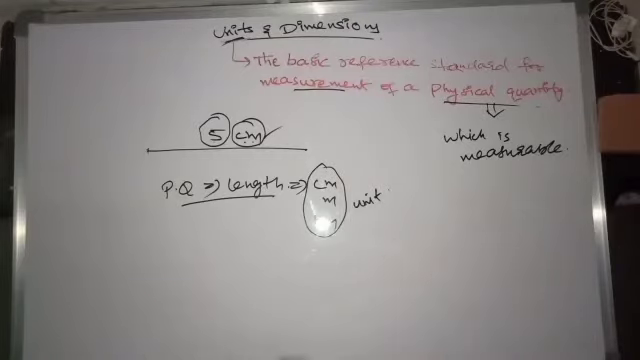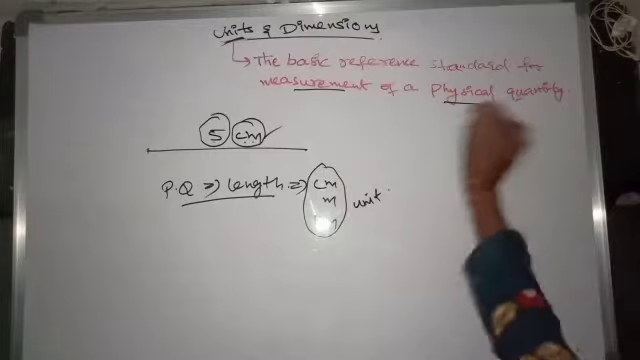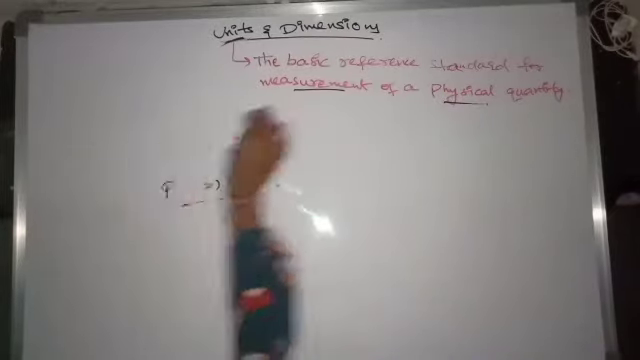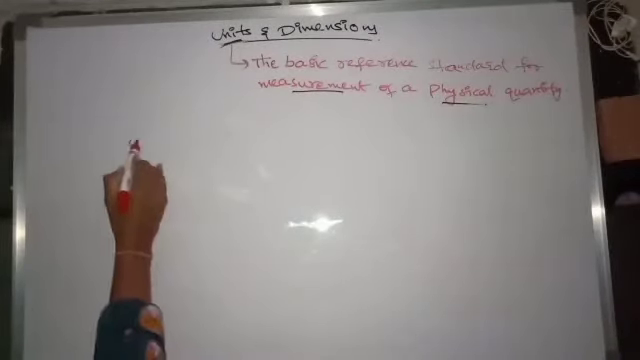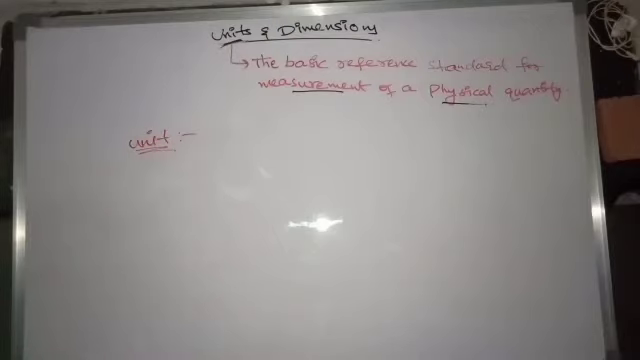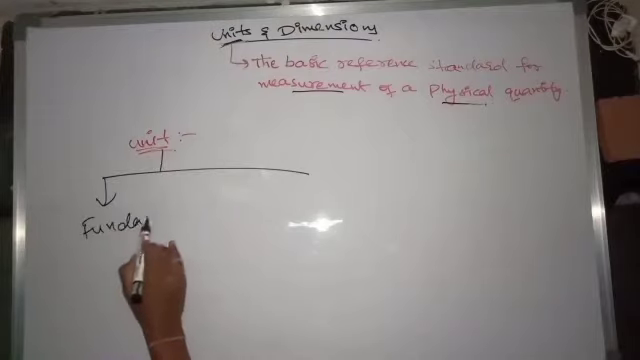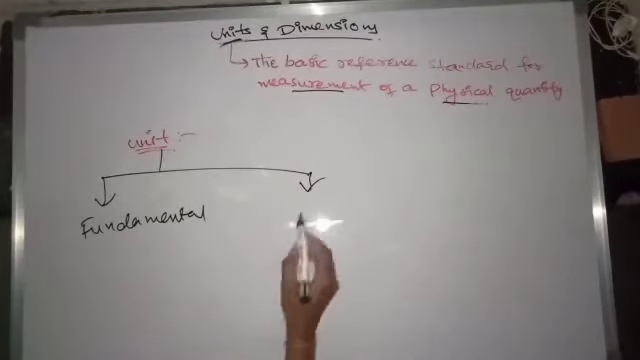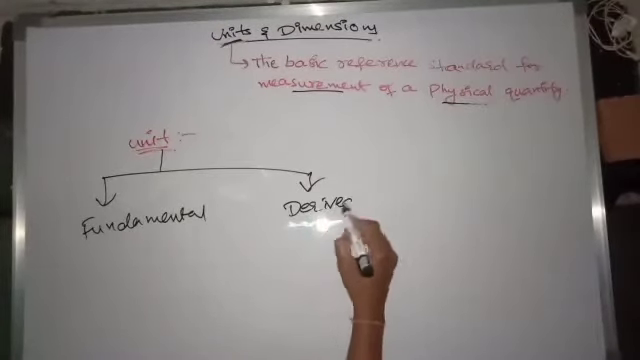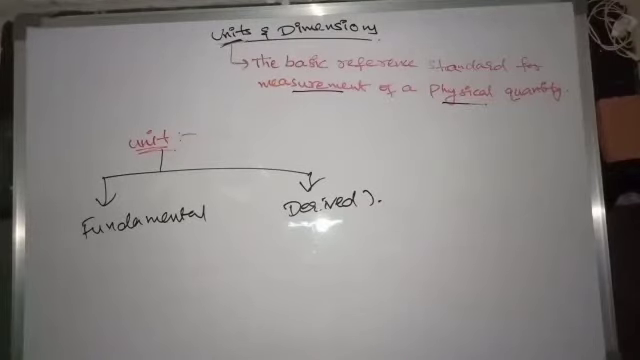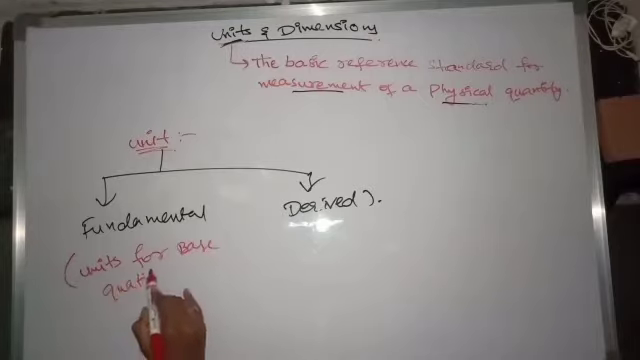And these units are of two types. One is fundamental unit and the other is derived unit. You just copy whatever I am writing on this board. What is a fundamental unit? The units for base quantities. Fundamental units are nothing but units for base physical quantities.